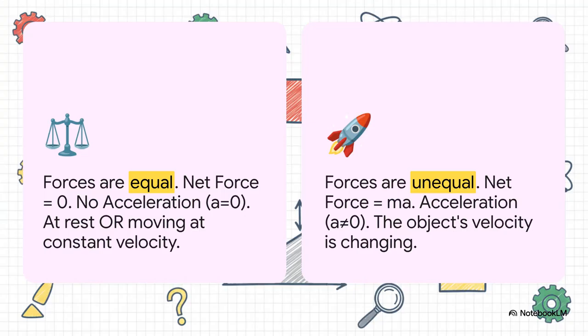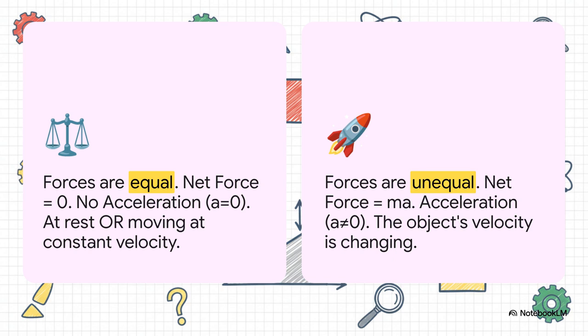This slide breaks it down perfectly. On the left, we've got balanced forces. The up forces equal the down forces, the lefts equal the rights. It all cancels out. The net force is 0, so there's no acceleration. Now here's the key bit. That means the object is either at rest or it's moving at a constant velocity.